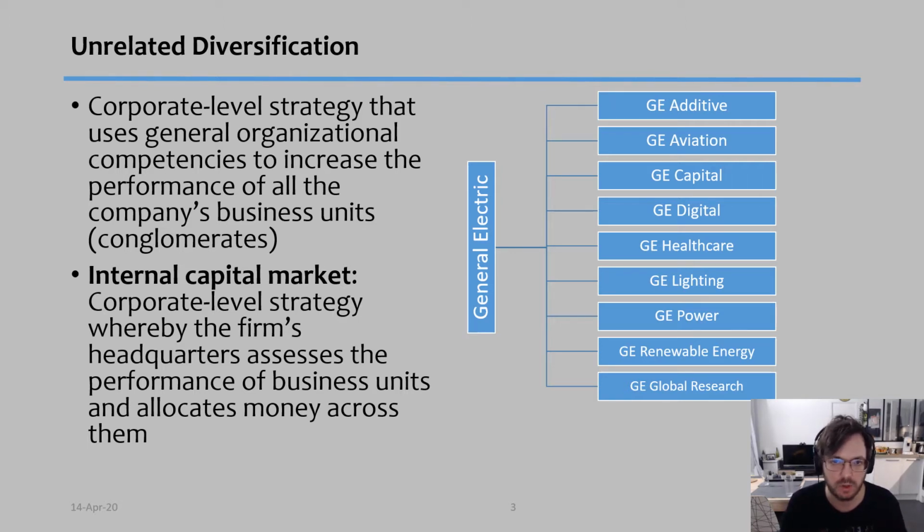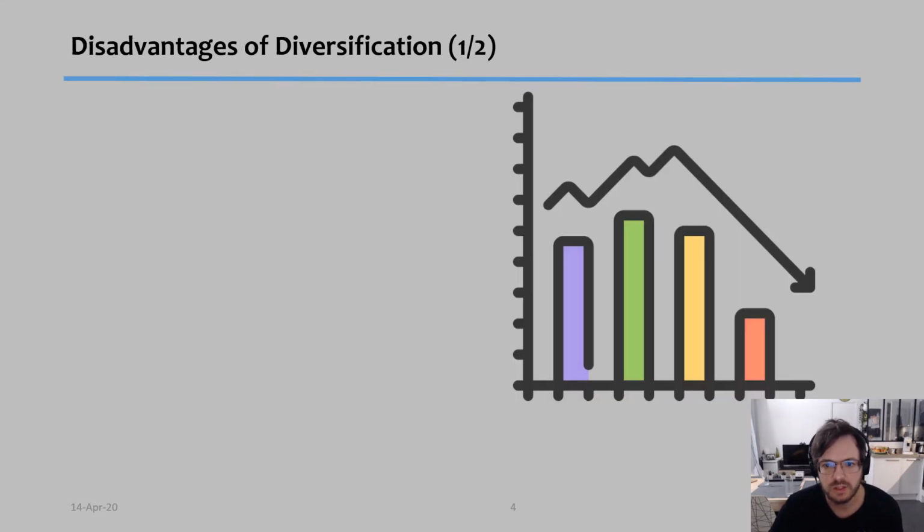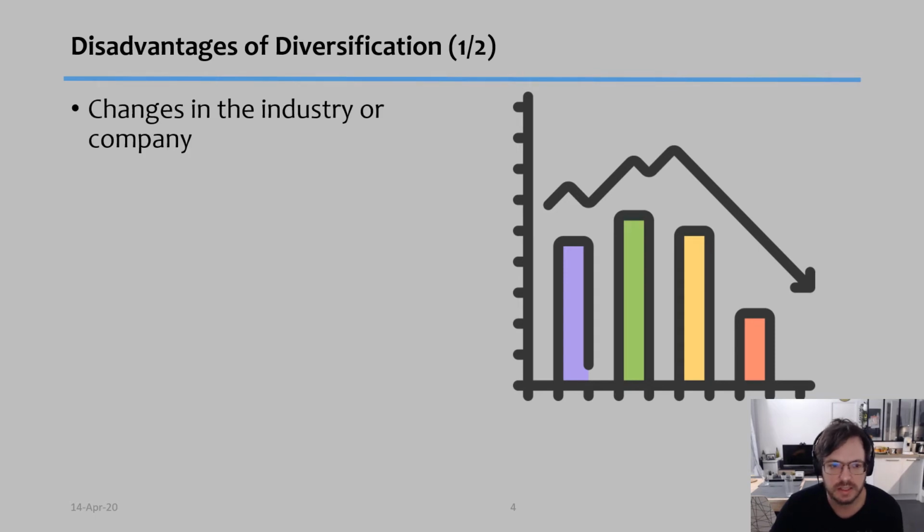And a good example of a conglomerate is General Electric, because General Electric has many different types of business in it: aviation, capital, digital, healthcare, lighting, power, renewable energies, global research, and so on. But actually, all of them are very different, and there are many advantages here, obviously, because basically you diversify your risk much more, but at the same time you don't have any sense of commonality here, and it might be harder to start a new business unit and make it successful. So there are many disadvantages to diversification, obviously, so let's get started by exploring them.